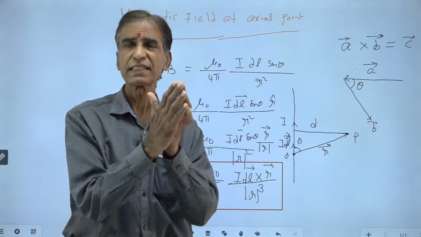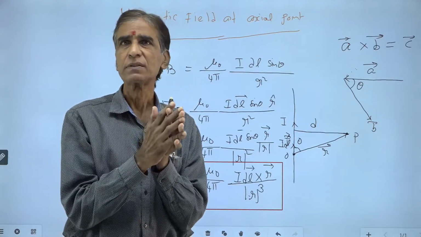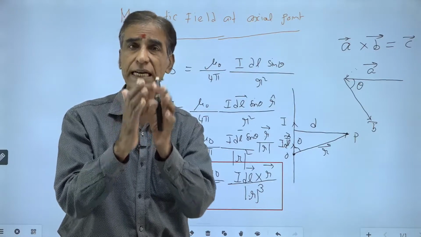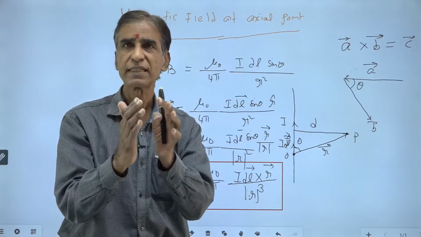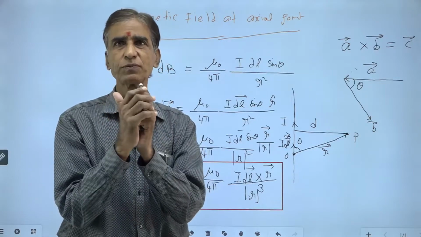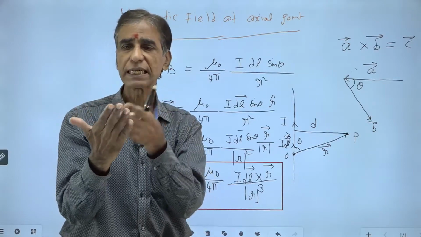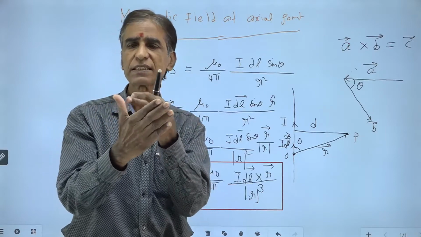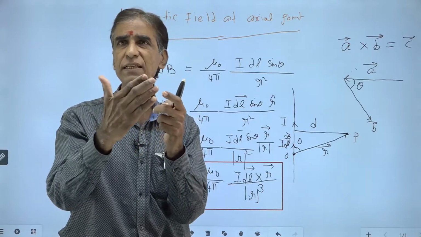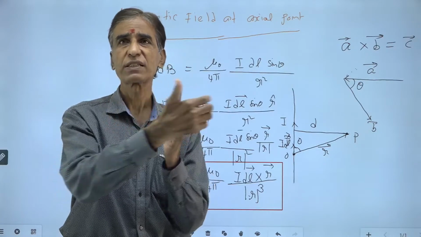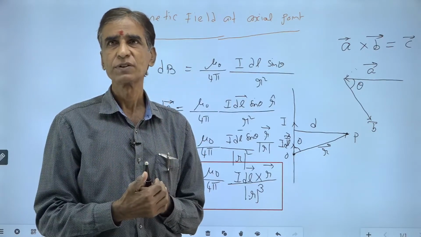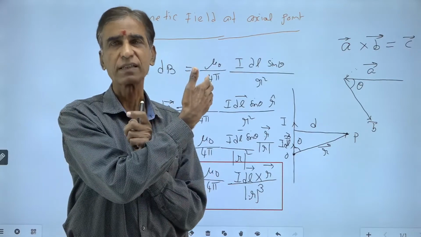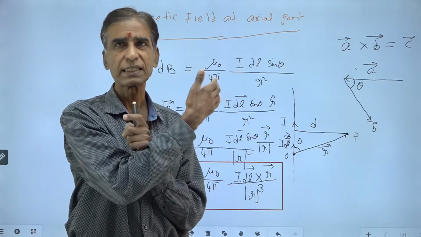First you see where your IDL vector is. We know IDL vector is the tangent drawn at the point to the conductor. So, keep your palm in the direction of that IDL vector and stretch the thumb perpendicularly, then curl the fingers towards our R vector, right. Then our thumb will indicate the dB vector.